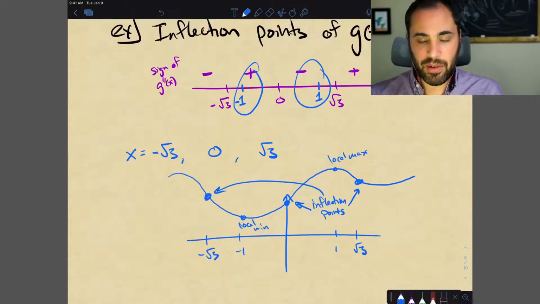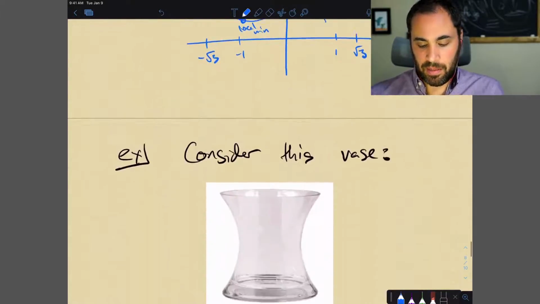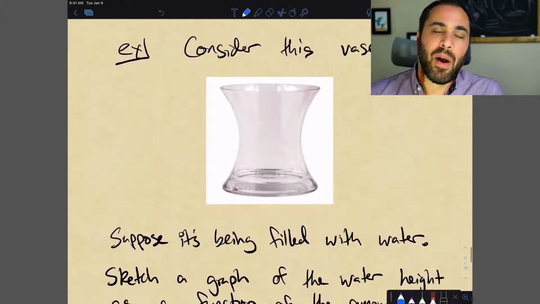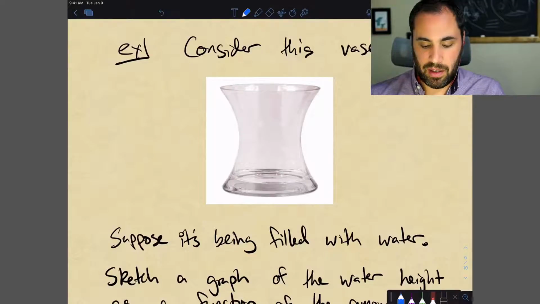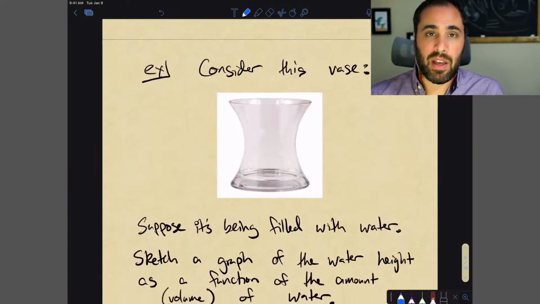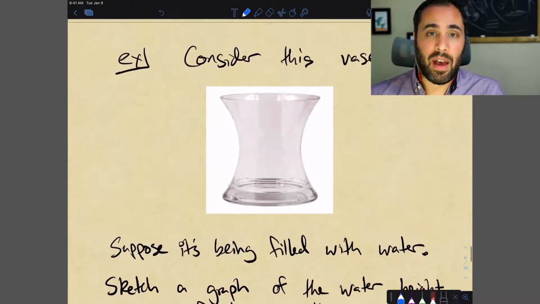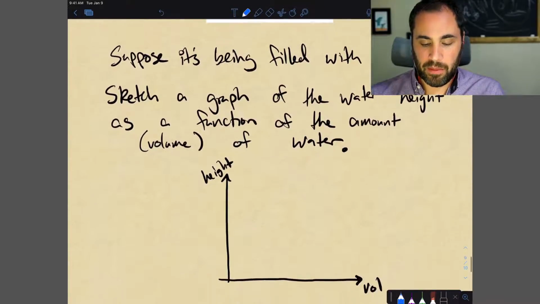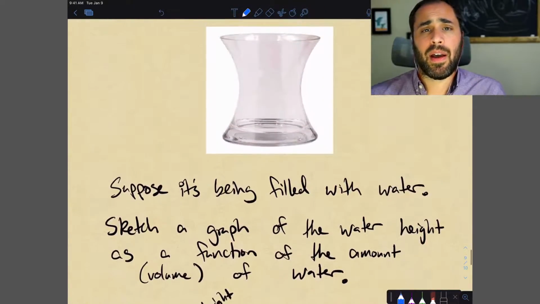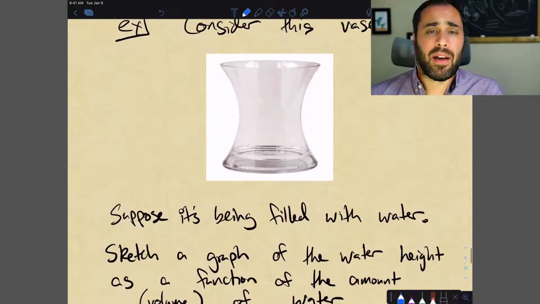And so then the last thing I want to show you is a little bit different. Consider this sort of hourglass-shaped vase. And I want to imagine how this would look if we started filling it up with water. So not with respect to time, but as we added, say, a constant amount of volume, how the height would change.